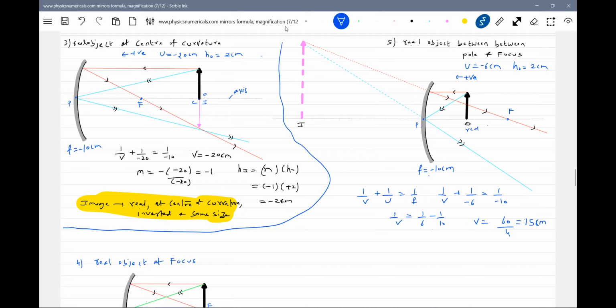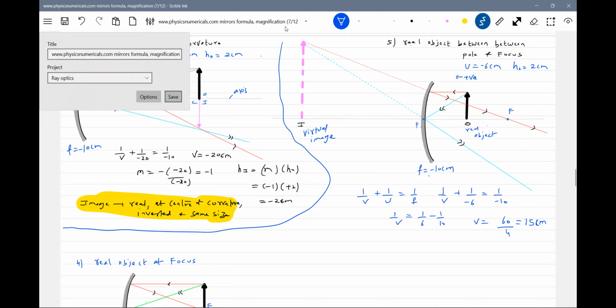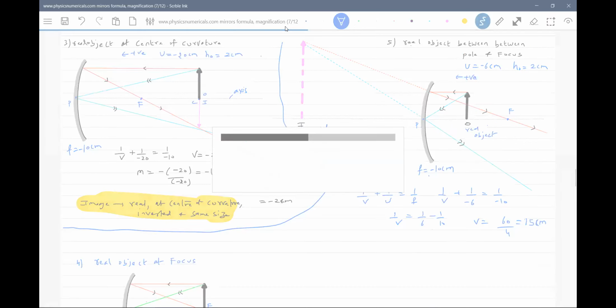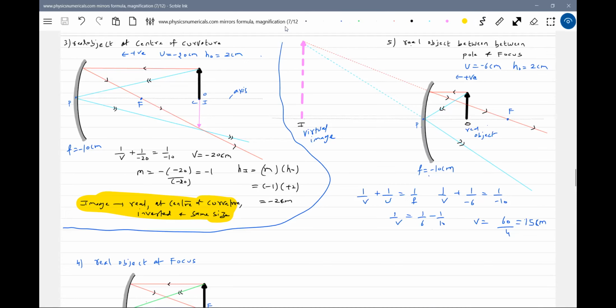So what was the object? Real object. What was the image? It will be virtual. You can ask a question like, what do you mean by a real or virtual image? That's a primary question. Now we have two situations in front of us.